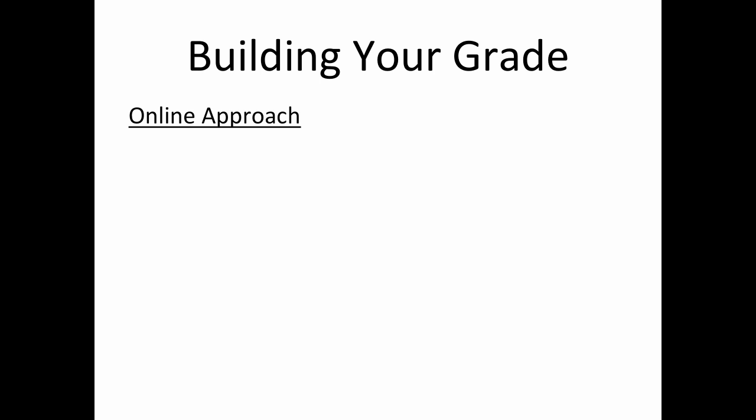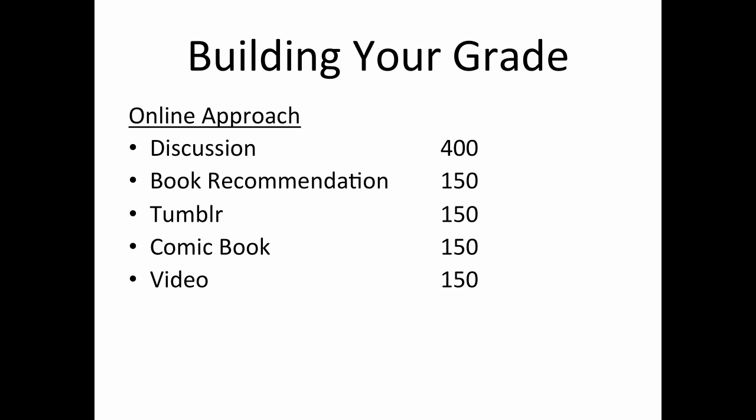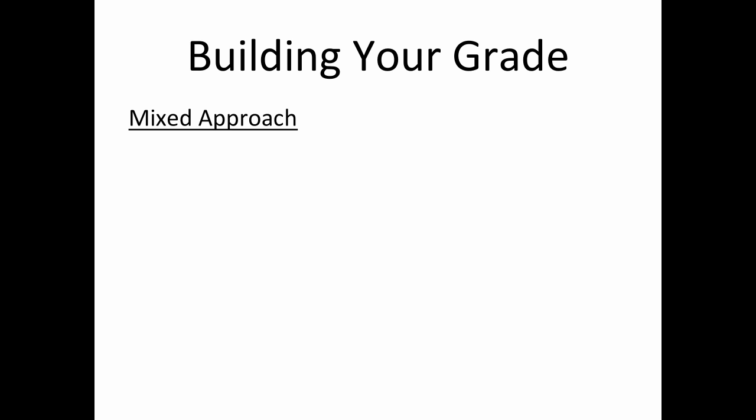Another approach would be an online approach. Let's keep it at 400 for discussion. Let's say you do a book recommendation for 150, you create a Tumblr page for 150, and you make a comic book for 150, and create some sort of video for 150. And that would total out once again to 1,000 points, giving you the A. Or of course you can mix up between the traditional and non-traditional, and keeping discussion at 400.